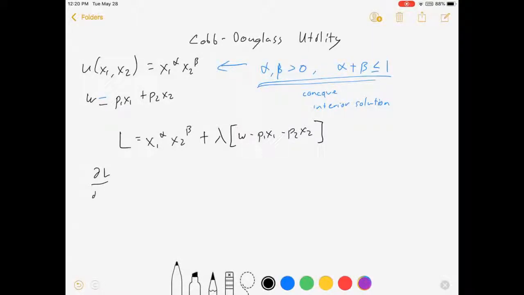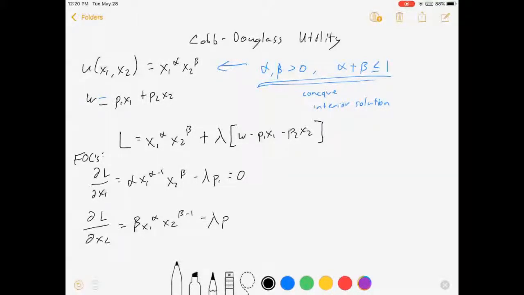Derivative of the Lagrangian with respect to x1 is equal to alpha x1 to the alpha minus 1 times x2 to the beta, minus lambda p1, and I'm going to set that thing equal to 0. This is one of my first order conditions. My other first order condition, same exact thing but for good 2, beta x1 to the alpha x2 to the beta minus 1, minus lambda p2, equals 0. Okay, great. There they are, the first order conditions. Those coupled with the budget constraint give me my solution.